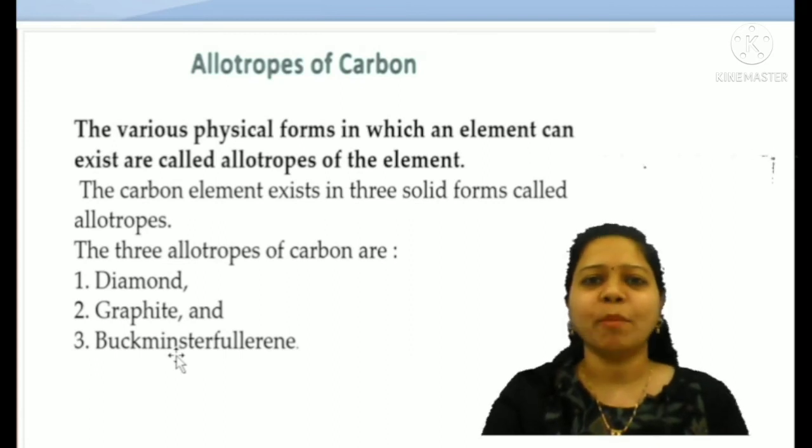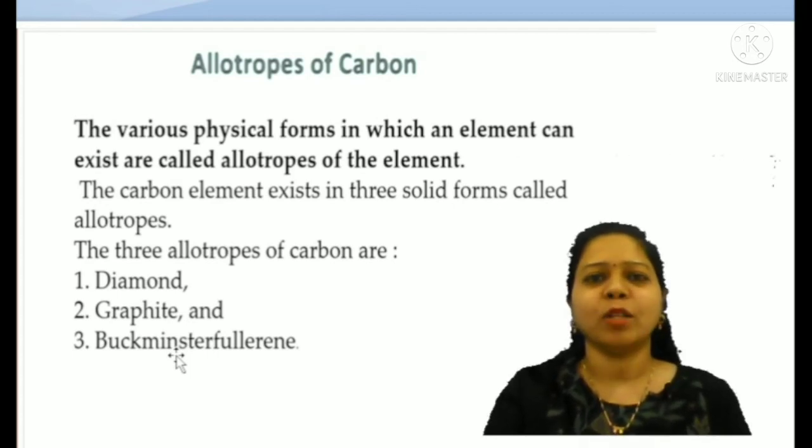And that's why when the same element is present in different physical forms, we are saying those are the allotropes of each other. These all 3 are made up from carbon element only but exist in 3 different forms. That's why we are saying those all are the allotropes of each other.